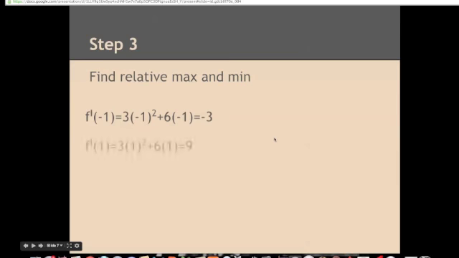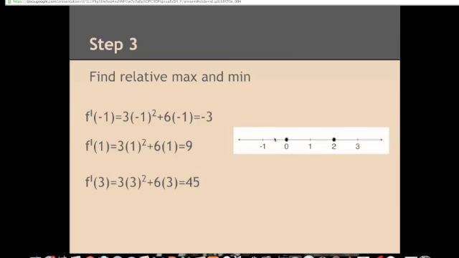We take our critical points, we put them on that number line, then we go to the left, we go to the middle, and we go to the right. Alright, so now it goes negative, positive, positive, because we plugged it in. And you get a negative 3, positive 9, and a positive 45 for negative 1, 1, and 3 respectively.